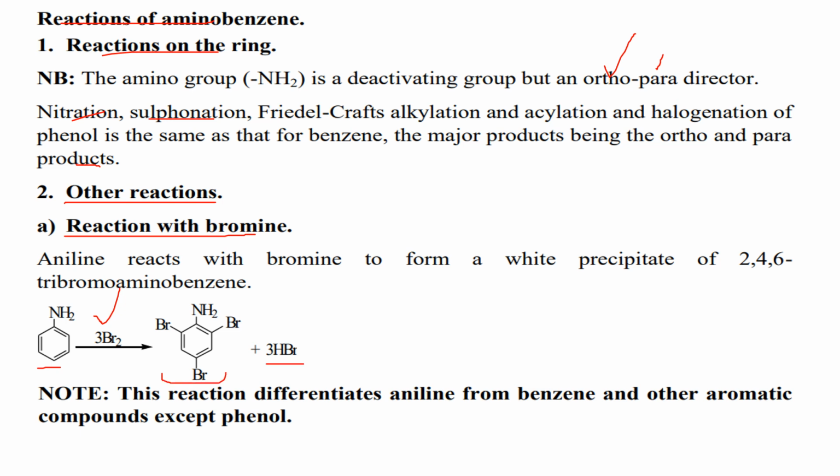in the presence of hydrogen bromide. Now note, this reaction is going to differentiate aniline from benzene and other aromatic compounds except phenol, because phenol and aniline or phenylamine, they all present the same observation, which is always going to be a white precipitate. So when you're writing this, you always put here state as a solid plus 3 hydrogen bromide, because 3 hydrogen atoms are substituted for. Remember that this is an electrophilic substitution reaction.